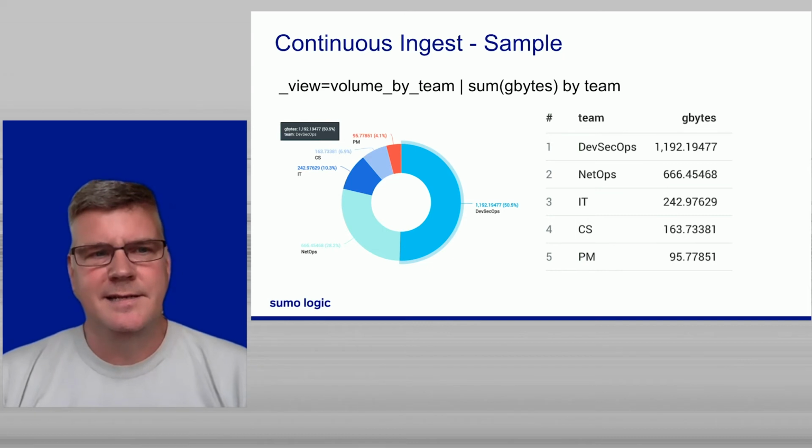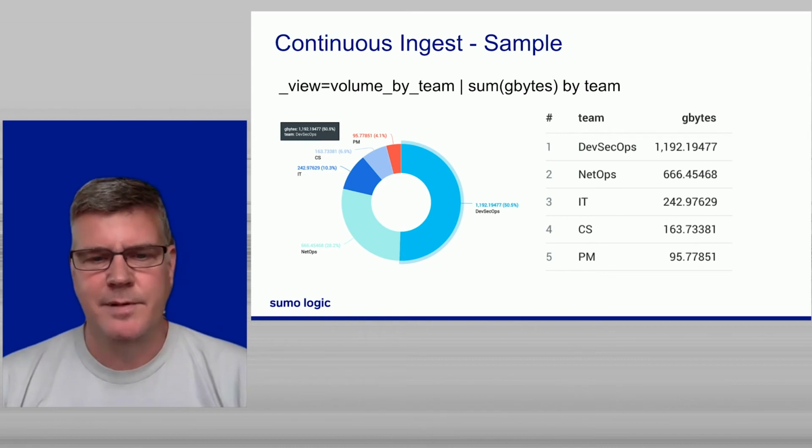Okay, so it's as easy as this. All you have to do is write this query to look for view volume by team, sum gigabytes by team. Well, Craig talked about business unit, might be by business unit, might be by division. I happen to use team.